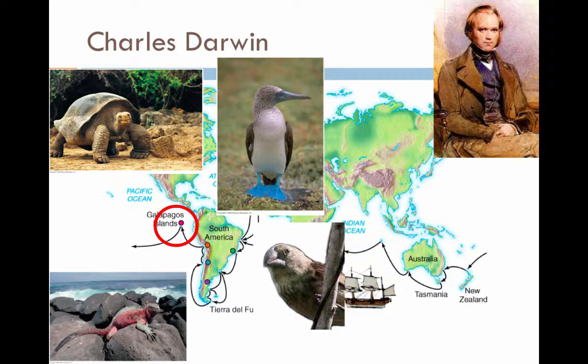What he noticed about these organisms is that they were all very similar to the organisms found on the mainland of South America. They were similar, but not identical. This got him wondering, why were these organisms on an island different from the organisms on the mainland? Throughout the rest of his lifetime, he collected evidence, wrote books, and discovered the theory of natural selection and evolution. Everything that we will be discussing in this entire unit all started with this man, Charles Darwin.